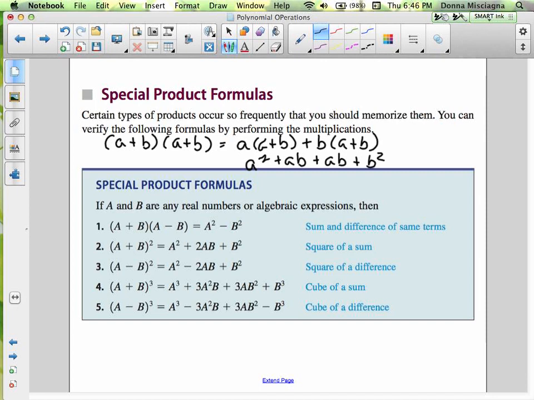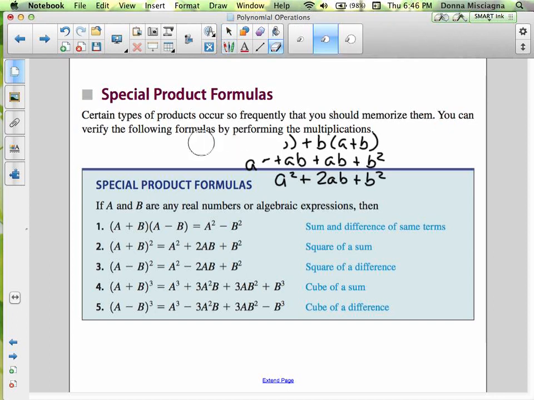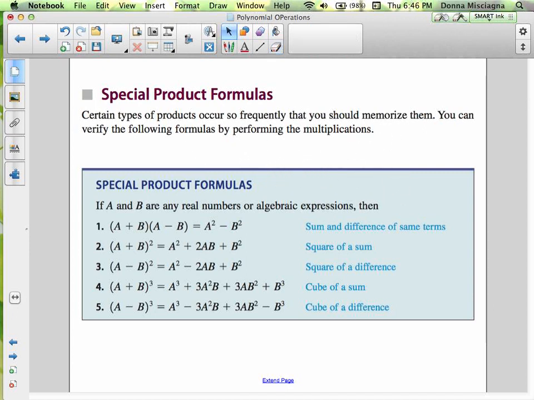So notice we could combine like terms: ab plus ab would be 2ab, plus b squared. So a little shortcut, if you have a something squared, you're going to have the first one squared plus 2 times the product of those two values plus the second one squared. That's a little shortcut if you have a square of a sum. And you'll get to see this on the next page with numbers. All right, let's look at the next one.